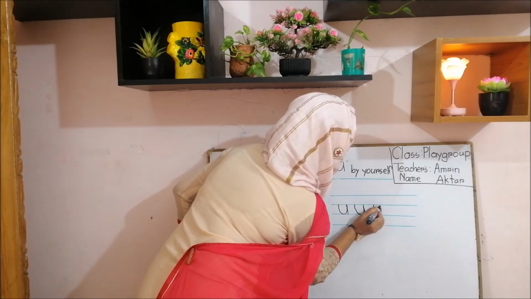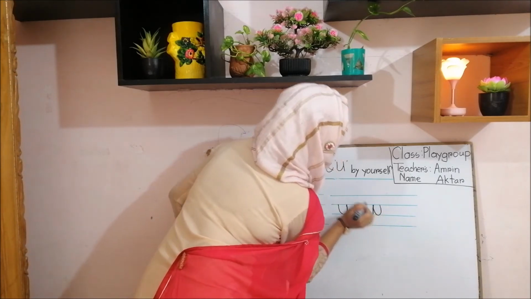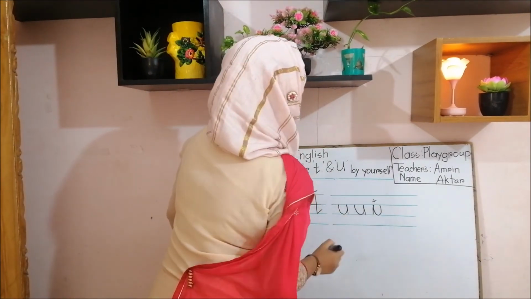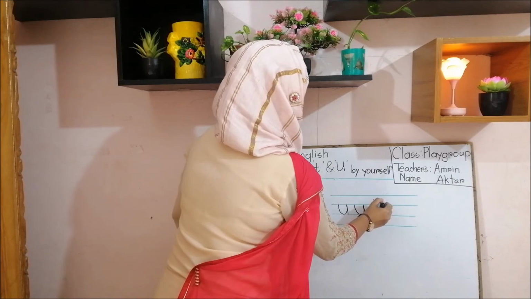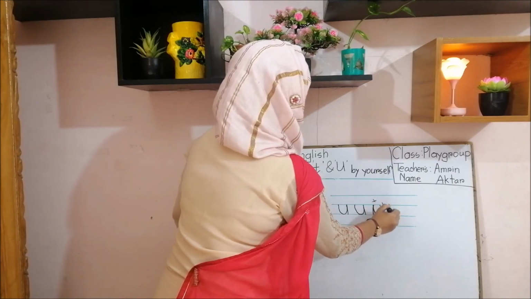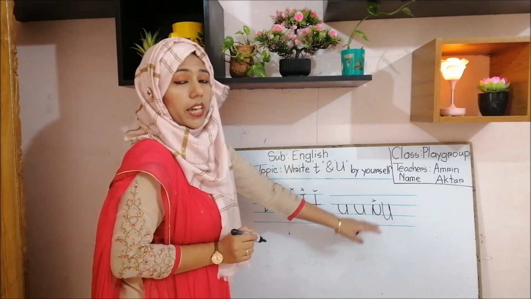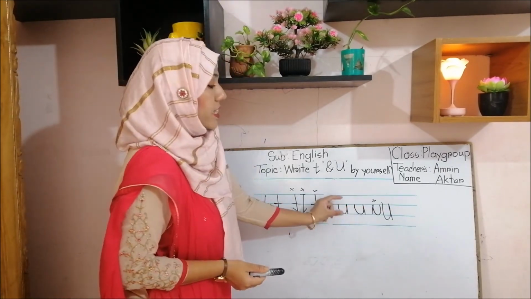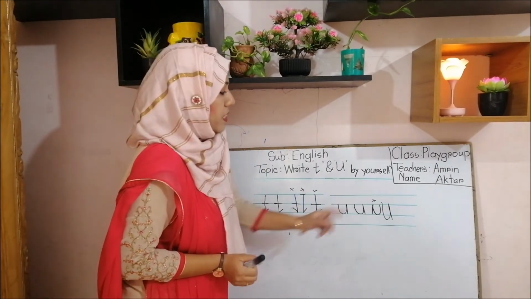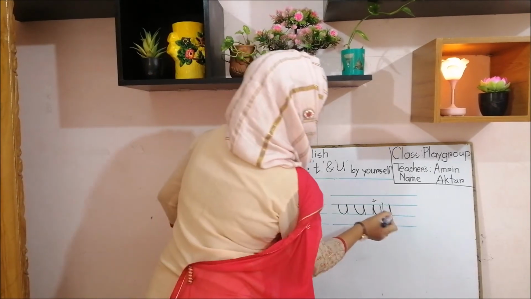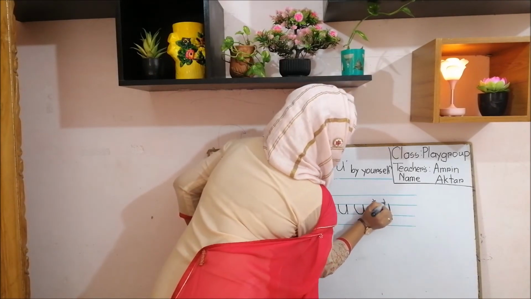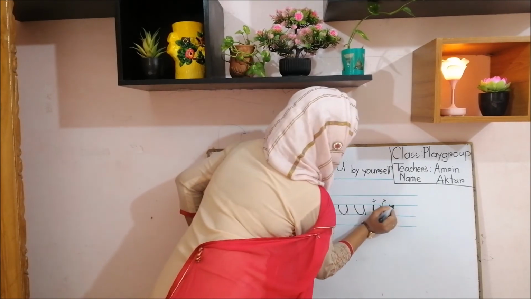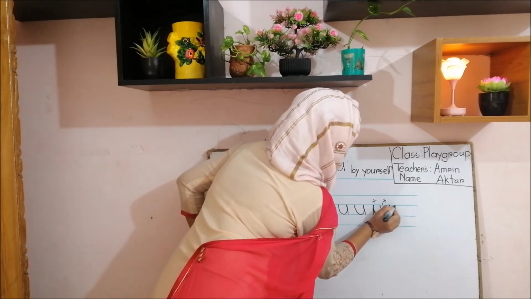Look again. Half circle. Standing stick. Is it U? No, this is not correct. Some of you write like this way without maintaining the line. Is it okay? No, this is not okay. You have to maintain the line. Okay? You have to maintain the line. So, how will we write? See, these two are not correct. We will write in the proper way.